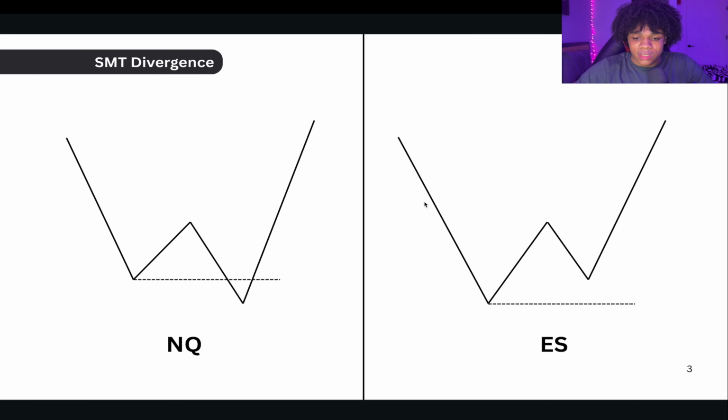Now, if we move over to ES, we'd see that ES also moved lower. We had the same pullback, but ES failed to take out that low. This would show us that there is an SMT in the market, okay? And this gives us a clue that smart money is currently manipulating the price after taking out one of those lows and leaving the opposite correlating pair above the lows, okay? So let's get into an actual chart example on how you can use this properly.